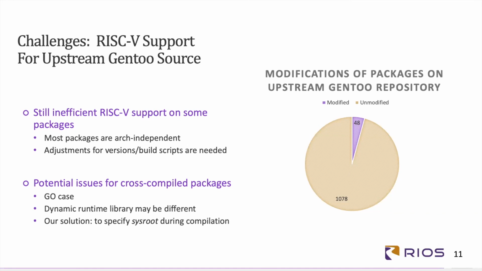It also has some potential issues for some cross-compile packages. Here is the Go case. Go has RISC-V support, but it can only cross-compile to RISC-V, and it may have potential problems since the dynamic runtime library may be different. To solve this problem, we specify the issues during cross-compiling and make sure the dynamic environments between compiling and runtime are safe.